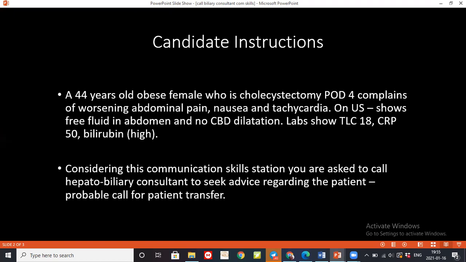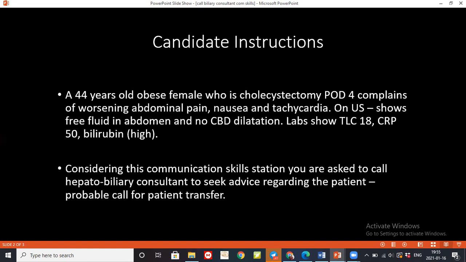So, what will be your management? I started the management with fluid resuscitation and antibiotics, and prepare for blood, and maybe need the MRCP to detect the source of leakage, and ERCP to put in a stent if not available in this hospital now.